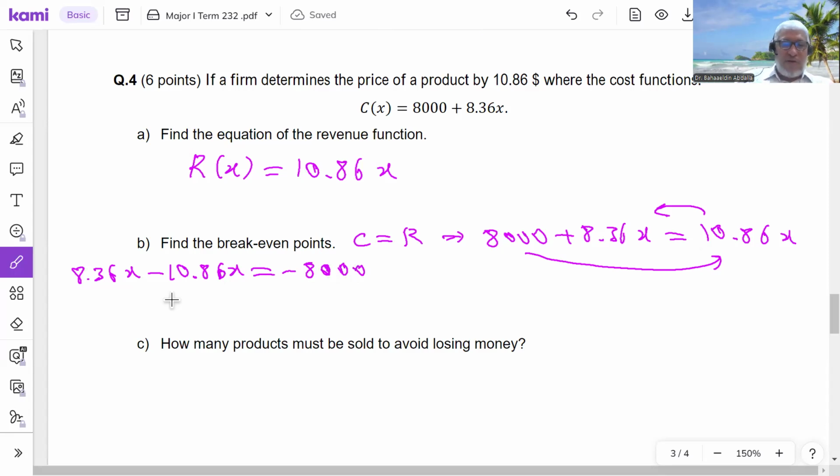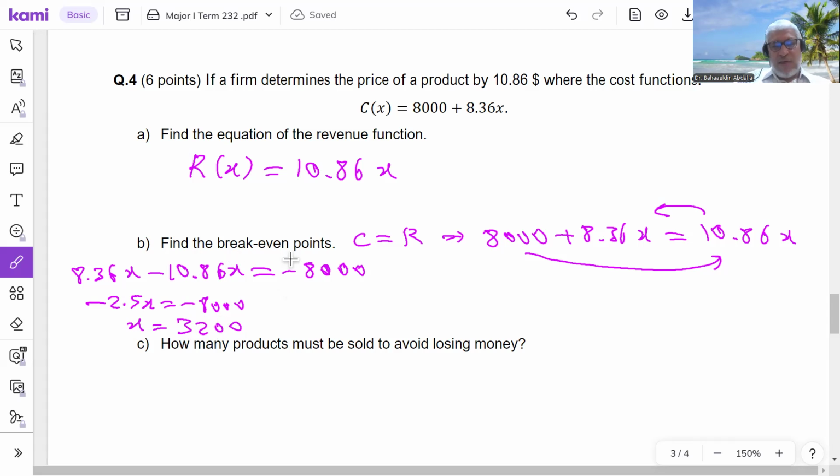Okay. Now I can combine these two terms because I have x: 8.36x minus 10.86x. So just 8.36 minus 10.86 will give you negative 2.5. So negative 2.5x equals negative 8,000. And now x would be negative 8,000 over negative 2.5. And this will give you 3,200. So x equals 3,200.